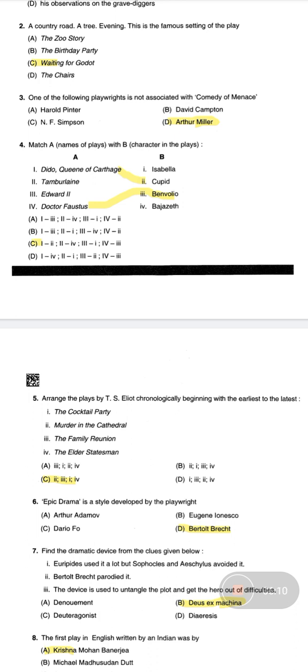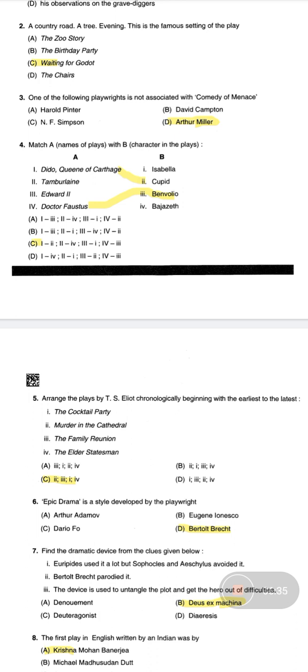So, first let me make it in chronological order. We have, first of all, Murder in the Cathedral, published in 1935. Then the second, after Murder in the Cathedral, is The Family Reunion. The Family Reunion was published in 1939.